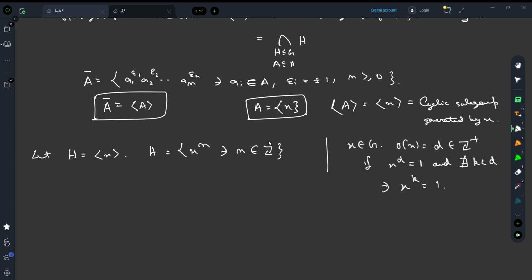Okay, now observe the following. Also, a few more things: in this case we say x is the generator.